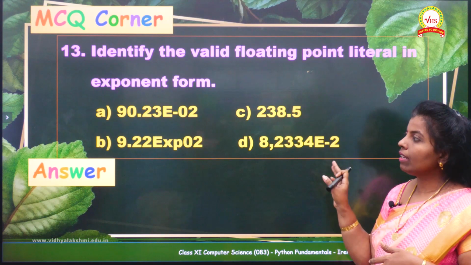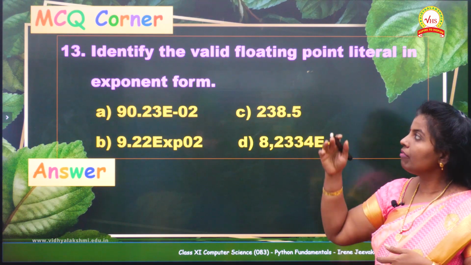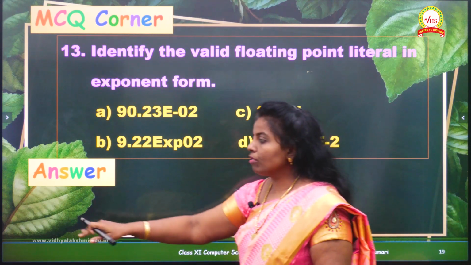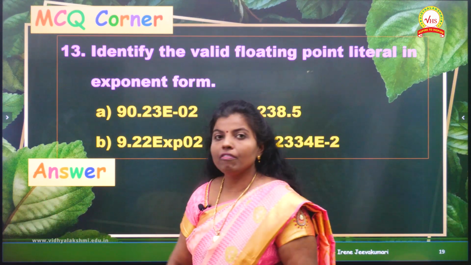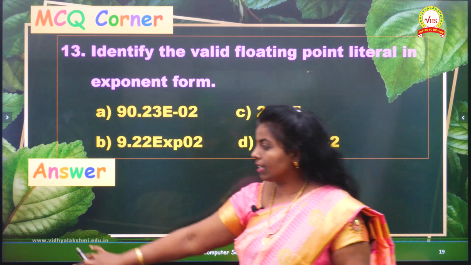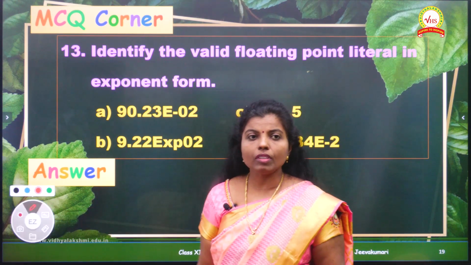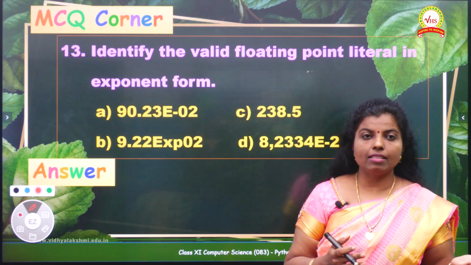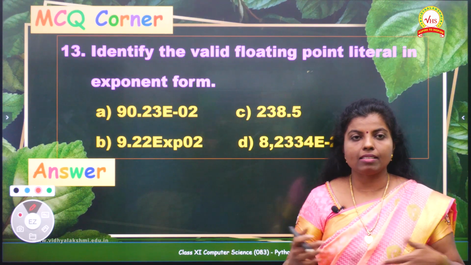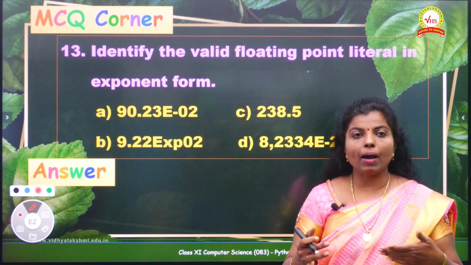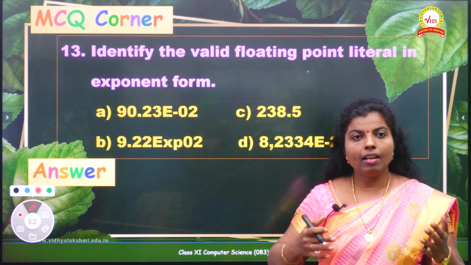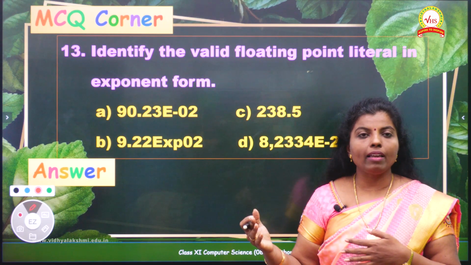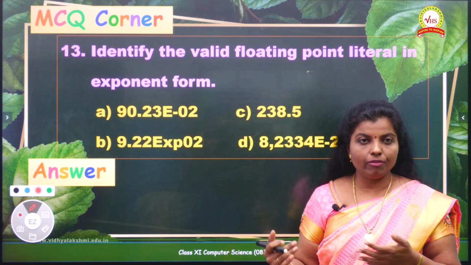Now let us move on to the next question: identify the valid floating point literal in exponent form. So we have to identify which one is the valid floating point literal in exponent form. The exponent form consists of two parts. The first part is the mantissa and the second part is the exponent. The mantissa part will be a fractional number. The exponent part will be the letter E followed by any positive or negative integer.